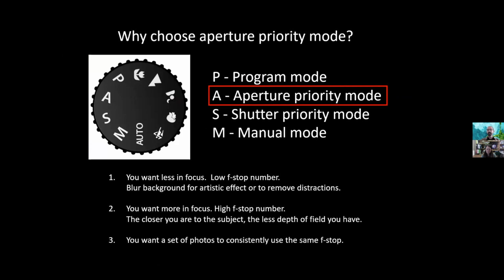So why do you want to use aperture priority mode? As we just showed, you want less in focus. So you may want to do this for an artistic effect or to remove distractions. I'll show you some examples of that. You may also want more in focus. If you're shooting macro, the closer you get to your subject, the smaller that depth of field is. So it's a lot harder to get things in focus, and you may not be able to get as much in focus as you want to. And then third, you just may want to take a bunch of pictures with the same f-stop, and there could be various reasons for doing that, and just whatever makes you happy.